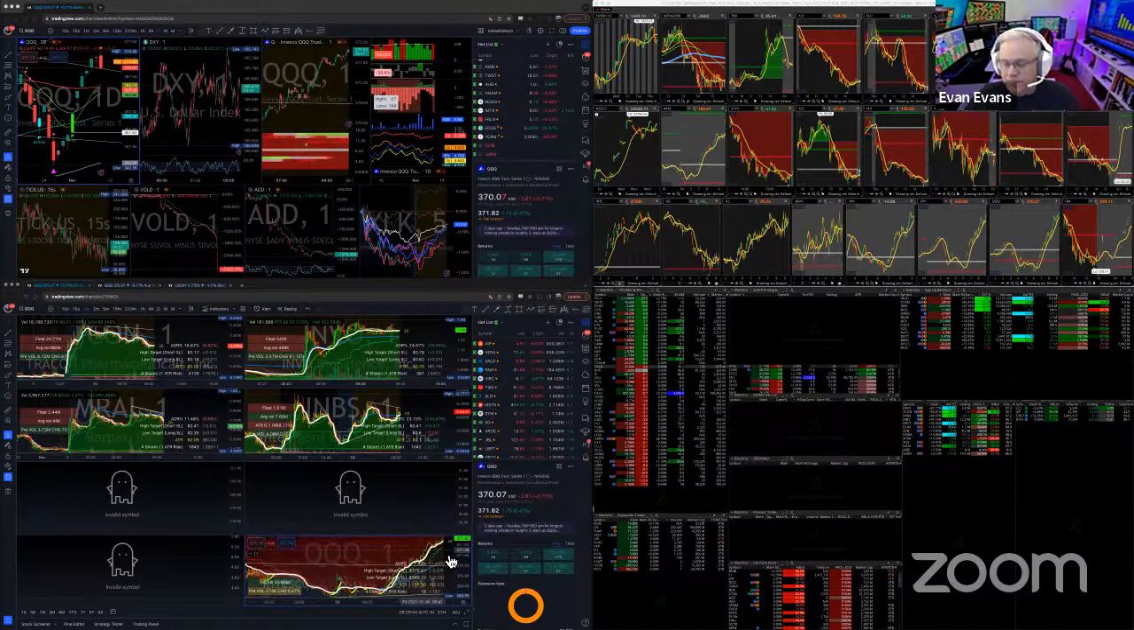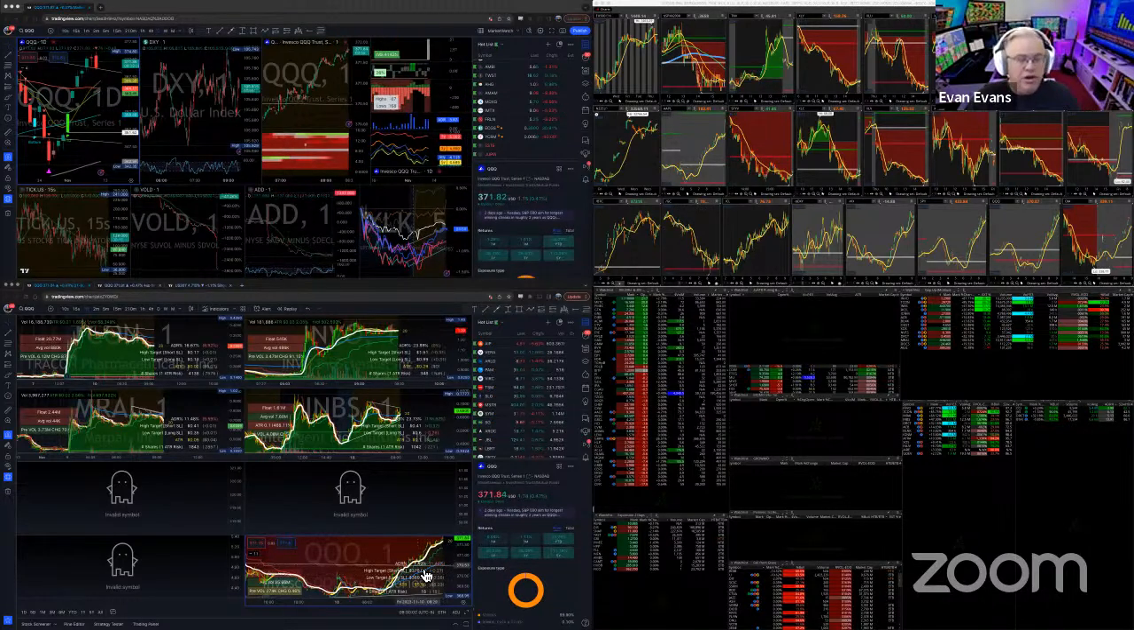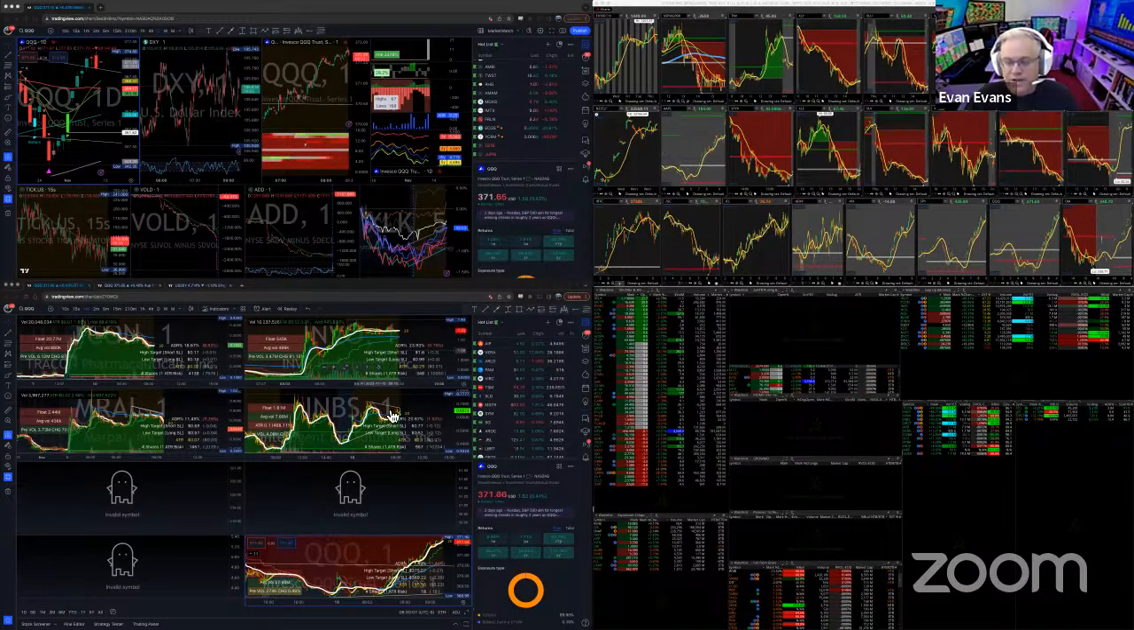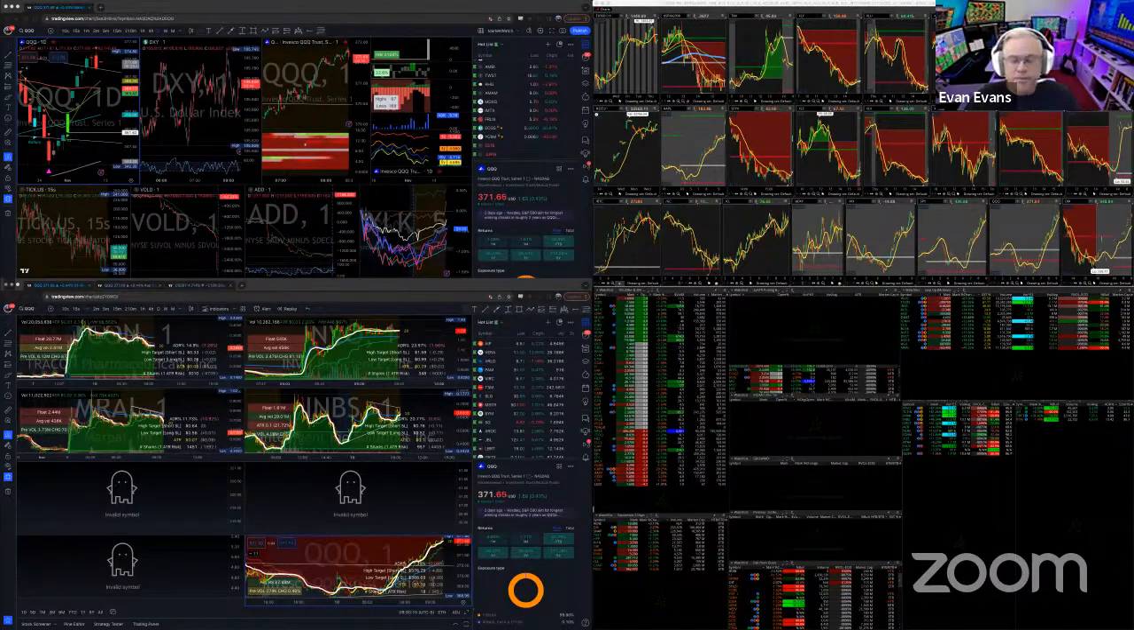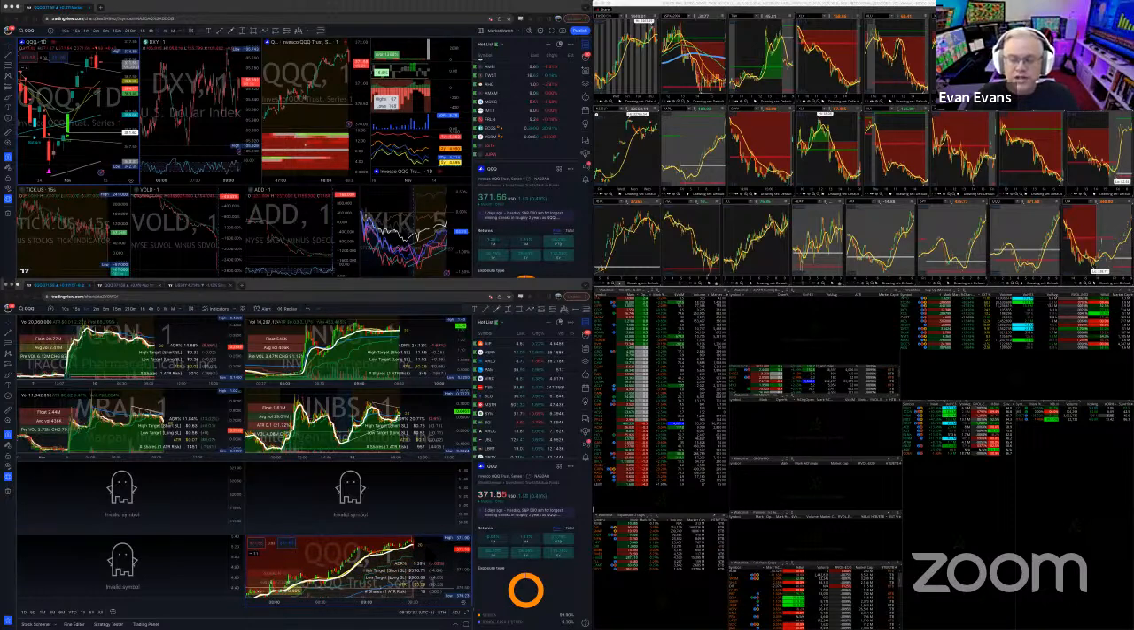Apple popping right before the open. Okay, the market is open. Be watching INVO, most interestingly. And the Qs, Apple starting to fade. The Qs going red right off the open, which is a tricky sign.